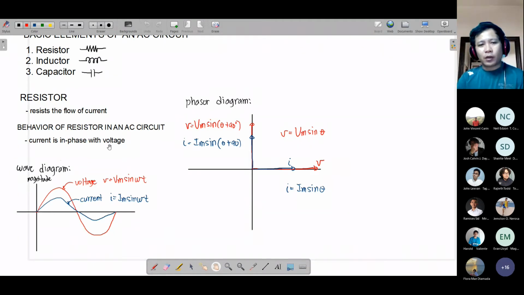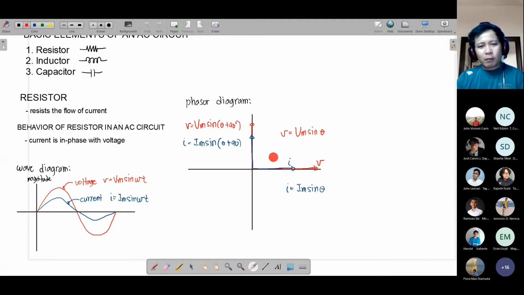Now, this behavior, that current is in phase with voltage, is also the behavior in DC. In DC, it is always in phase. But it is not only a wave shape. In DC, you don't have an angle, no? Because DC is just a scalar quantity. So basically, it just stays there. Okay? In DC circuits, your current or voltage just stays at the 0 degree reference.